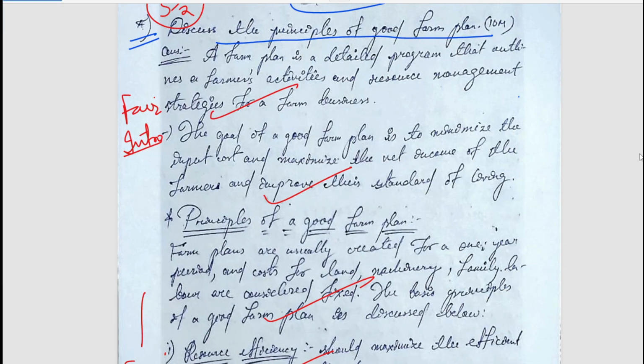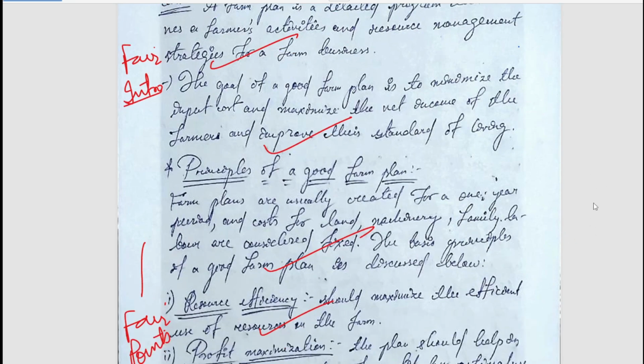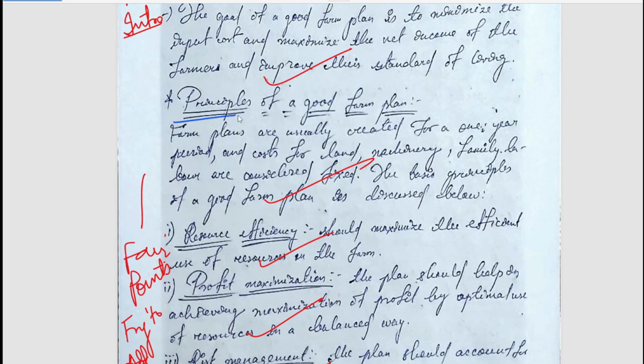So we all know what farm plan is. It is a detailed program that a farmer makes about his farm business. What crops he is going to plant, what kind of input he is going to add there, in which market he is going to sell the produce. So all these things can be summed up into farm plan. Now we'll see the principles of good farm plan.